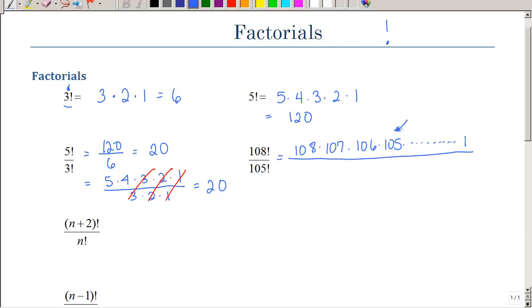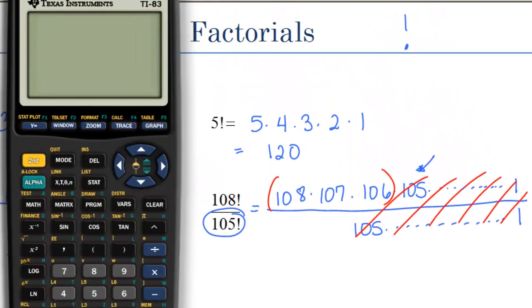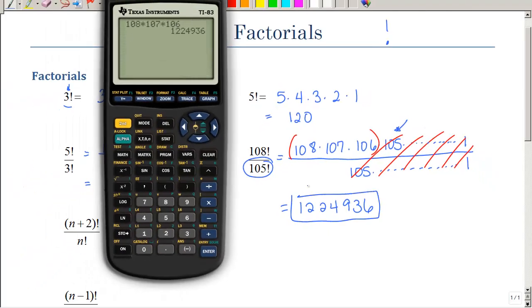Now, why did I stop at 105? Because the denominator starts at 105, and I know I'm going to multiply all that down to 1. So that means all of those are going to reduce out, and I'm left with just multiplying those numbers, which then I would reach for my calculator, and I would multiply 108 times 107 times 106, and look at that. What is that? 1,224,936. So pretty big, pretty fast.